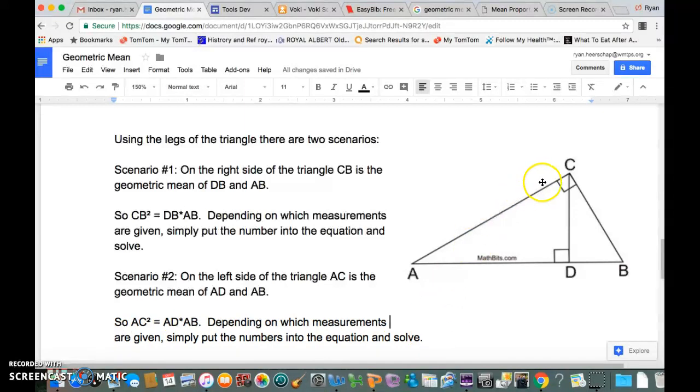So typical problems may give you the leg of the right triangle and the whole hypotenuse, and then you'll have to find the segment adjacent to that. Or one of the other versions, the whole hypotenuse, the segment adjacent, then find the leg. So depending on which situation will help you solve the leg of the triangle or the hypotenuse or the segment, but it really depends on which information is given.